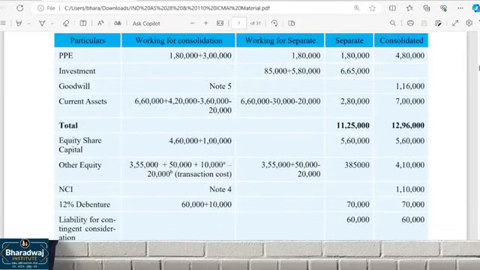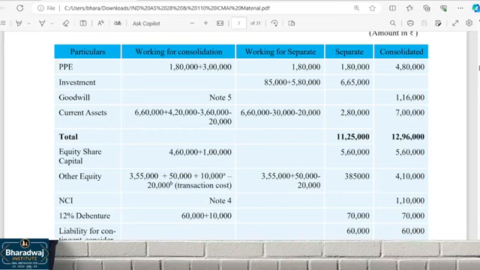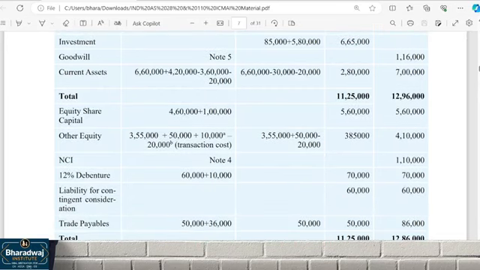The working for the separate balance sheet has been given, right? In the working for the separate balance sheet, the fair value change is not 10,000. Fair value change is how much? 25,000. From 85,000 we are changing by 25,000. Only then will this 4,10,000 come.